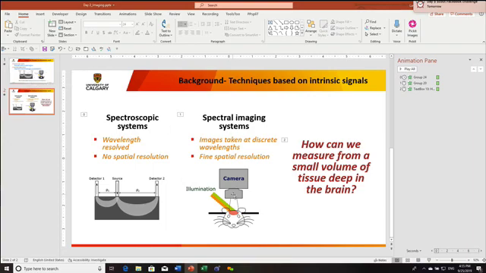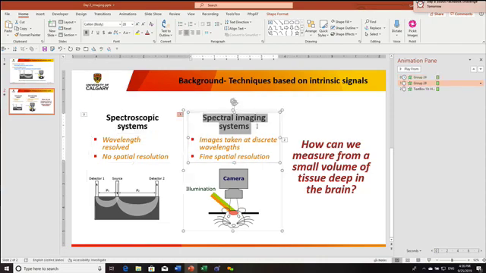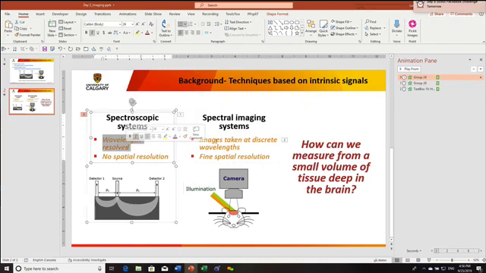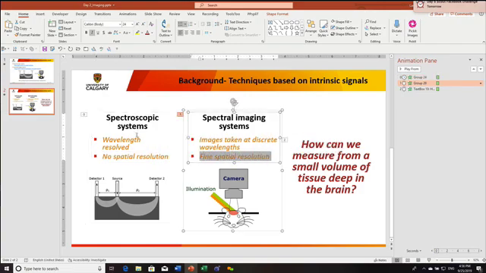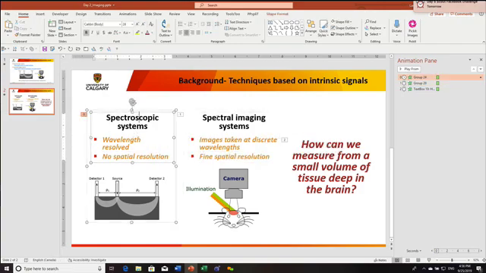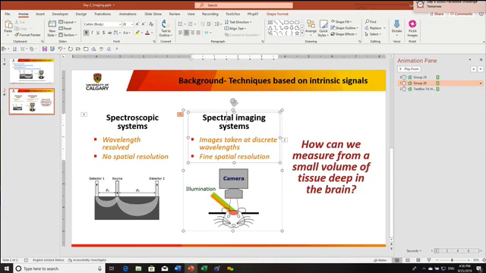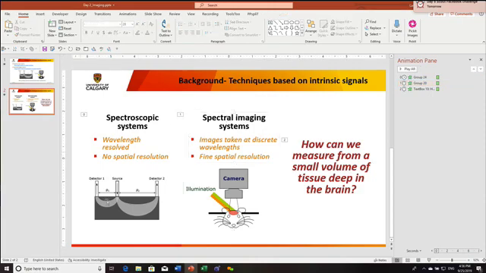I've been able to line it up so that we can compare these two different kinds of systems. You'll see that each one of these titles is on 2 lines. The first bullet is on 2 lines. The second bullet is on 1 line. So it makes comparing things from the left to the right very easy because visually they're in a straight line. That means that when they're animated, you can very easily make that side-by-side comparison, and then that leads to the big question of how we can measure from a small volume of tissue deep in the brain.